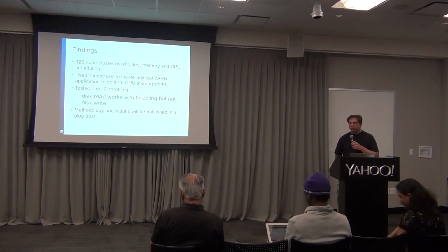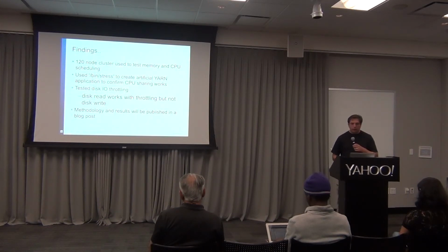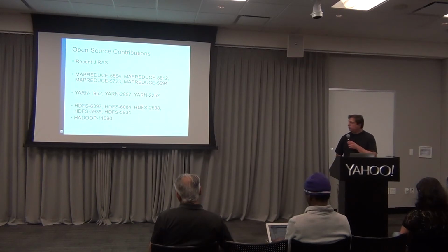Disk I/O throttling and network throttling is not part of the YARN framework, but we went ahead and tested it anyway, and what we found is that disk reads are throttled, but disk writes are not. And this has to do with the Linux kernel not implementing this feature into the block I/O subsystem. More methodology and results will be published on this in the future with a blog. Here's a list of JIRAs that were opened with patches contributed by LinkedIn engineers during the migration, just to show that we are contributing back to the community.